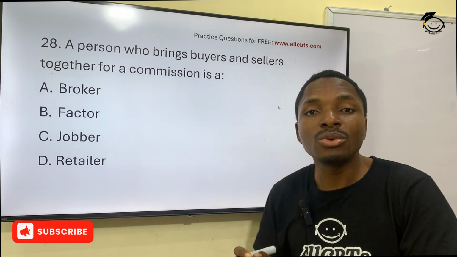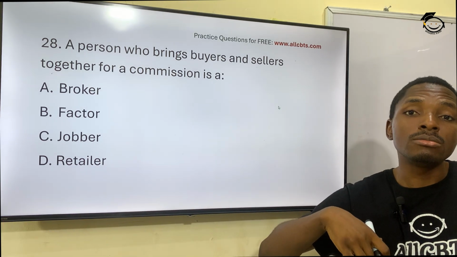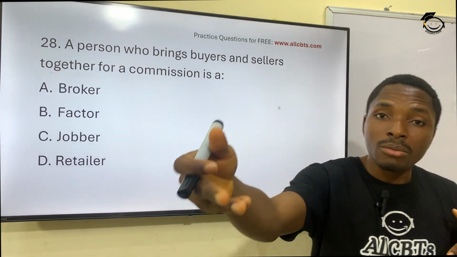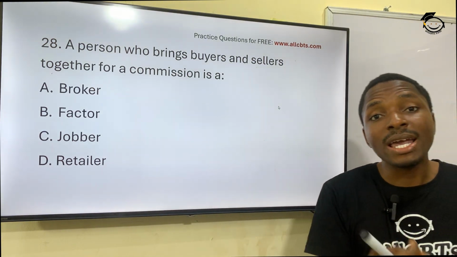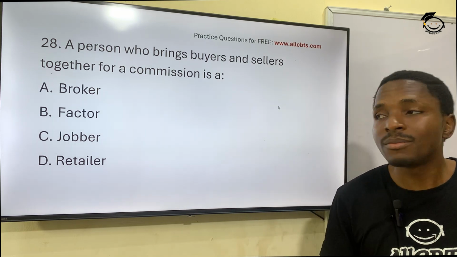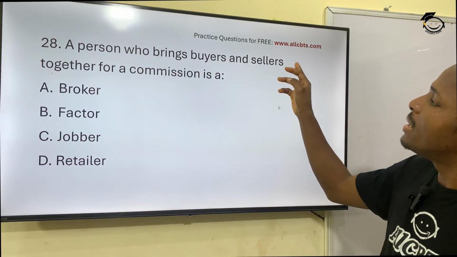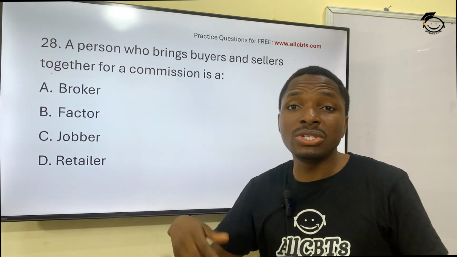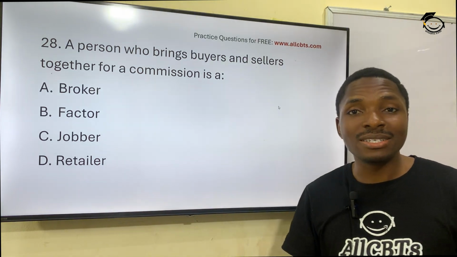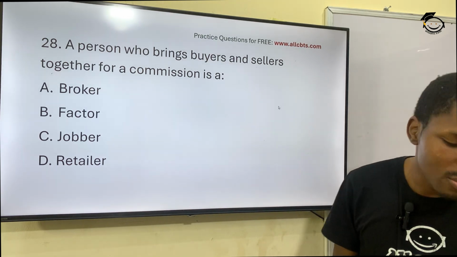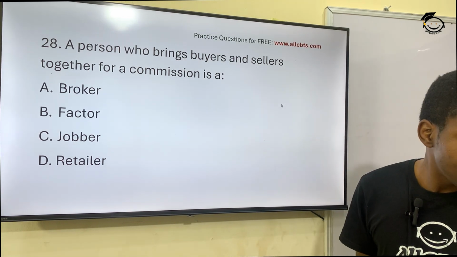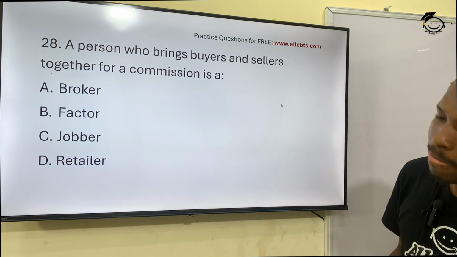So the sellers come, open a platform on jumia.com.ng, and you come and buy. And Jumia earns from what? Commissions. So the person who brings buyers and sellers together, or ggnow.ng, is also a broker. So they are called brokers. And then 29.